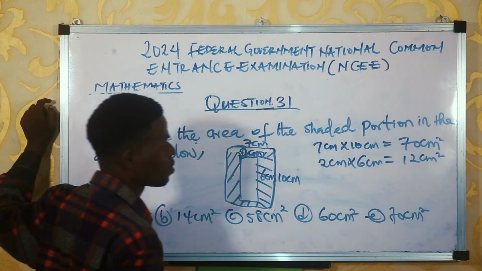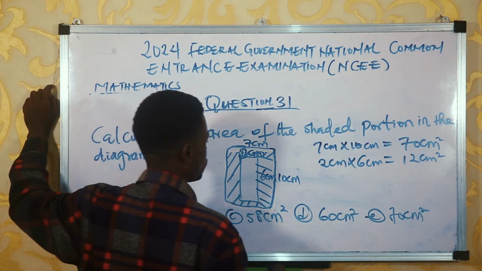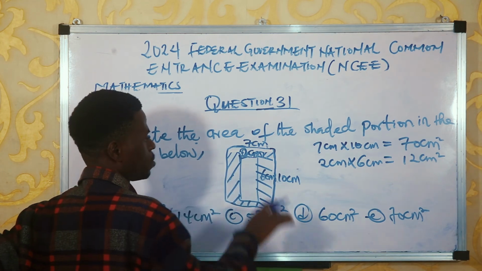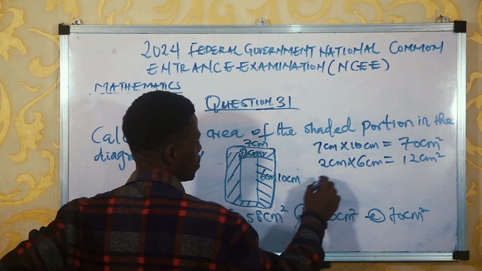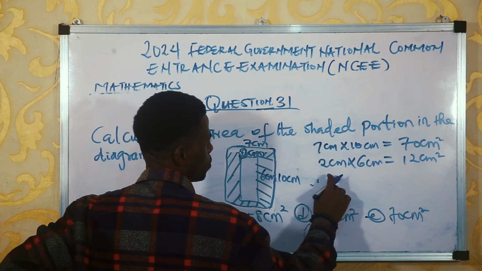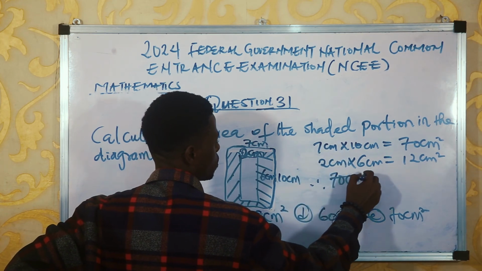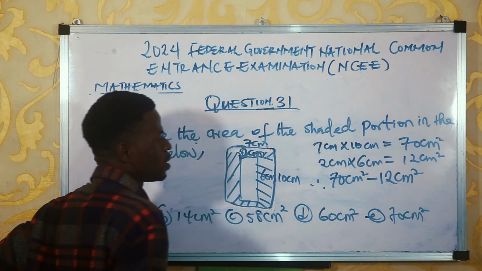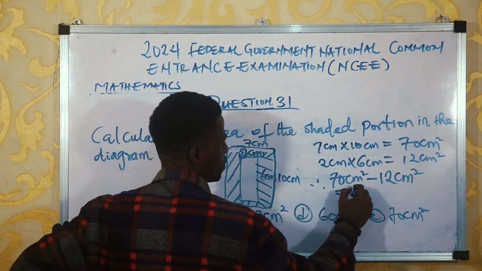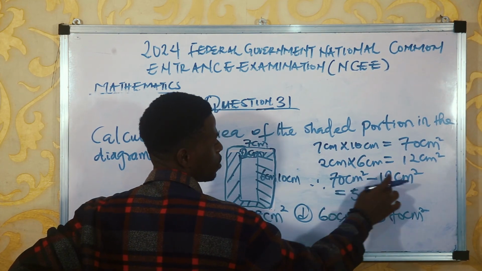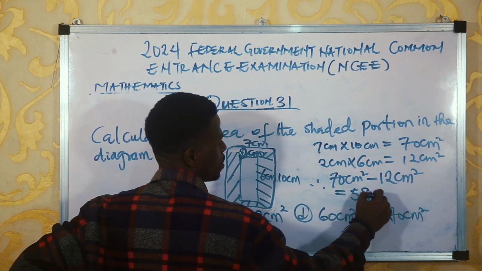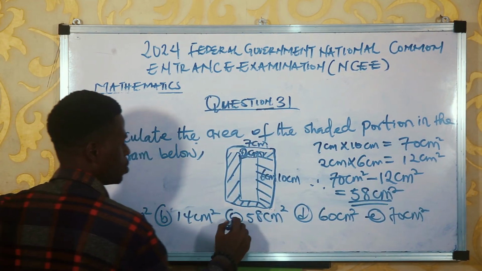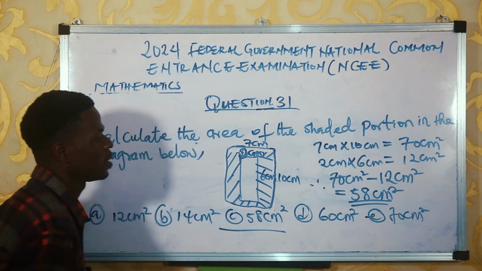So in this place we want to calculate the area altogether. To find our answer, we want to find the area of the shaded portion. The area of the shaded portion is 70 centimeter square minus 12 centimeter square. So by the time we minus it, we have 58. 70 minus 12 is 58 centimeter square. So our answer is option C. That's the final answer.